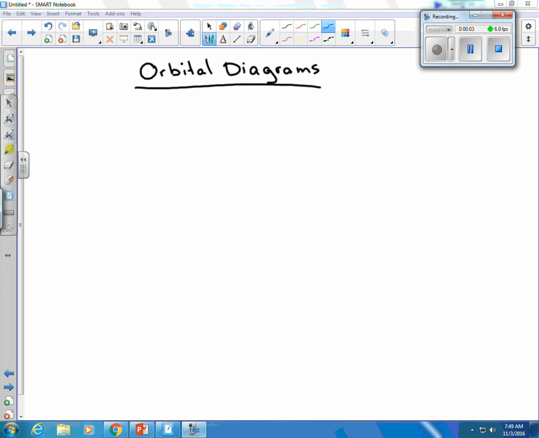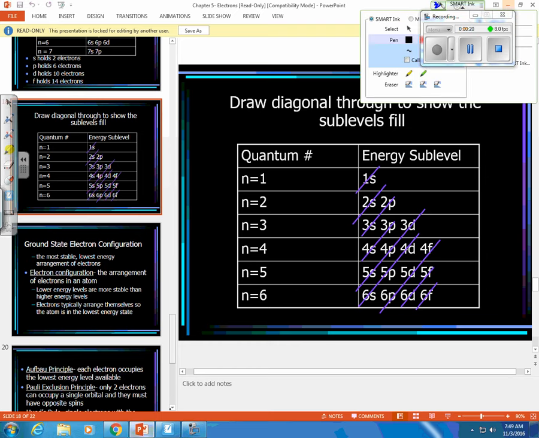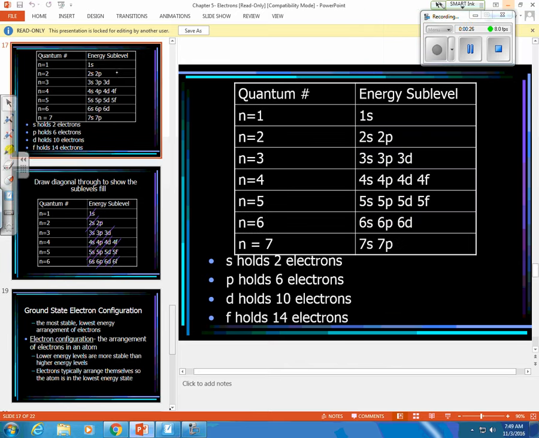Okay, so we are going to learn about orbital diagrams, and you're going to need your periodic table out, and you're going to need your notes about the electron that we discussed in class that look a little bit like this. This is where we'll pick up. I will need to go back and review just one other thing real quick on this PowerPoint. If you'll go up to this slide.